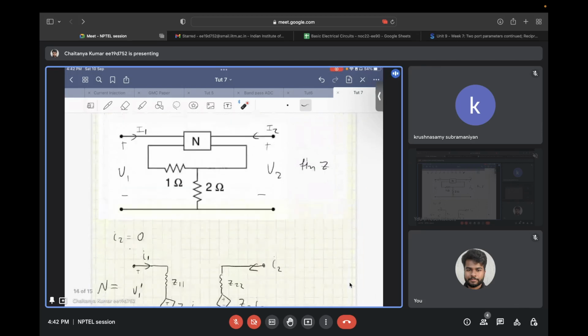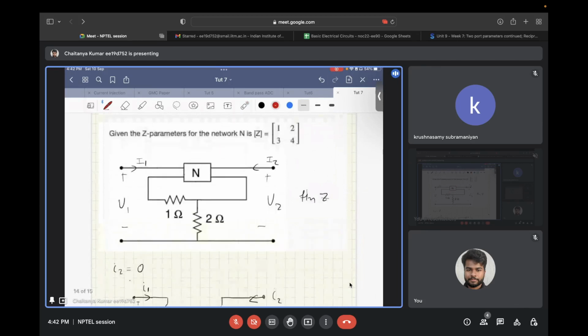So what you have is, since the Z parameter of this network is given, if you try to write the equations, let's call this voltage V1 dash, and let's call this voltage V2 dash. So I1 you get as Z11 times V1 dash plus Z12 times V2 dash, and I2 you get as Z21 times V1 dash plus Z22 times V2 dash.